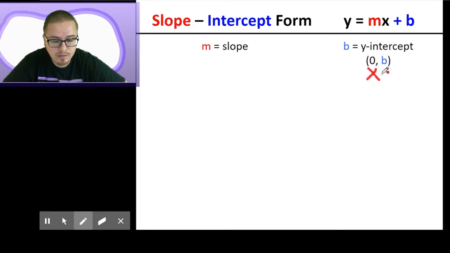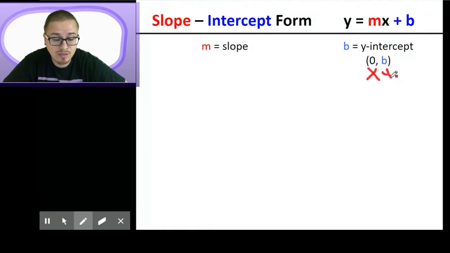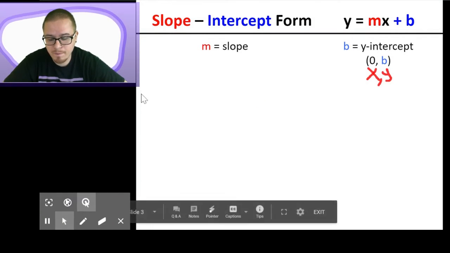It's x, y, x, y. Get that in there. I think I'm going to have to use the touchscreen on this. I don't think I like this, but an ordered pair is always x, y.